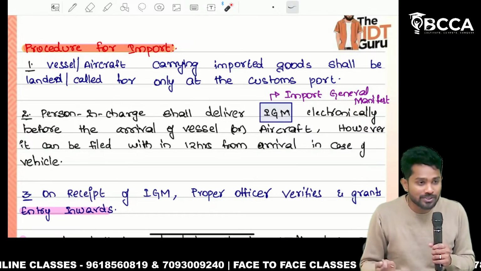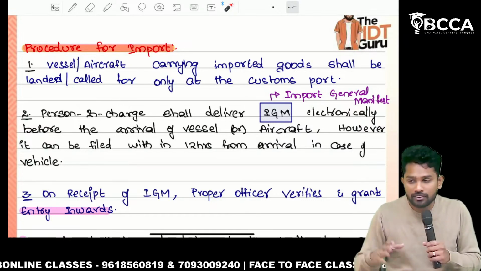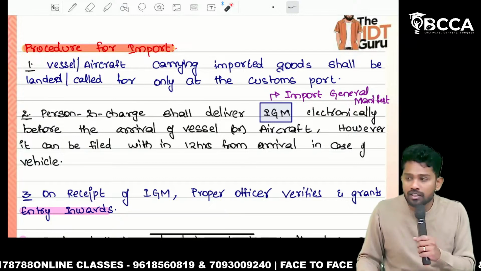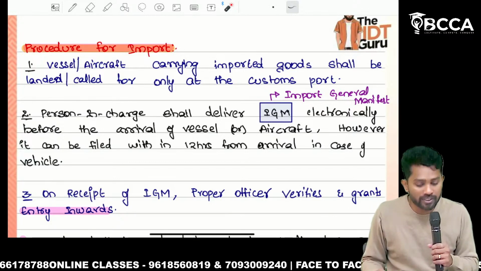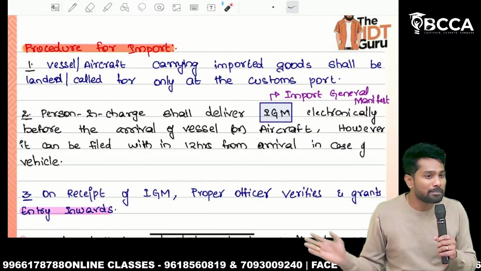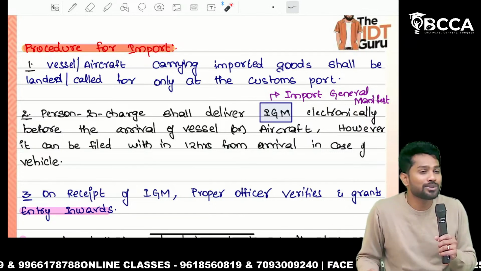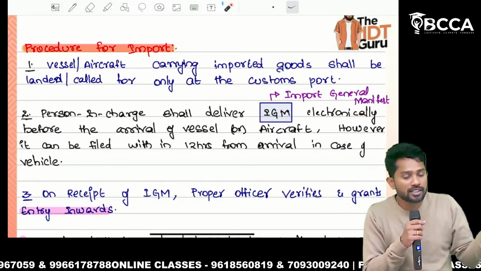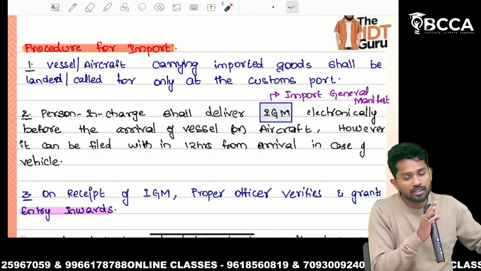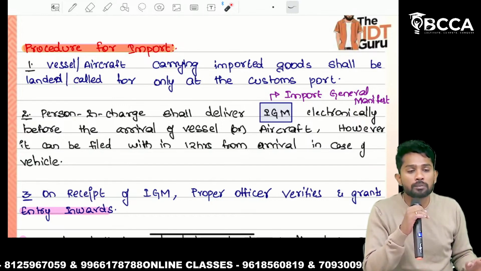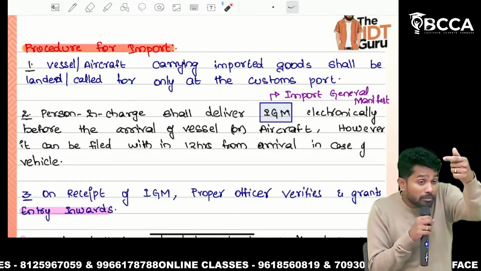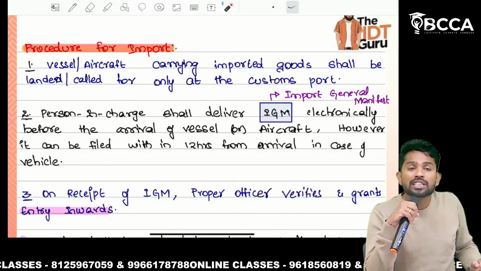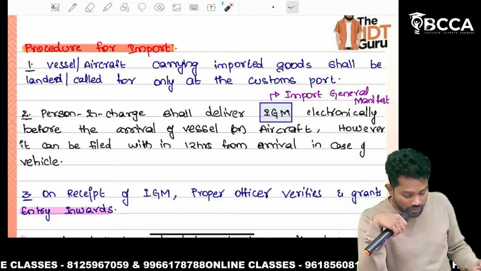If you're going on a car or bike, whenever you find a good location, you'll stop the vehicle for a while, click some photos and then move again. But it's not the case for a vessel or aircraft. The pilot or the master of the vessel cannot say, okay, the port is another 20-30 kilometers, I'll stand by here for some time and then go. That is not possible. So a vessel or aircraft coming from outside India carrying imported goods shall be called for or landed only at the customs port.